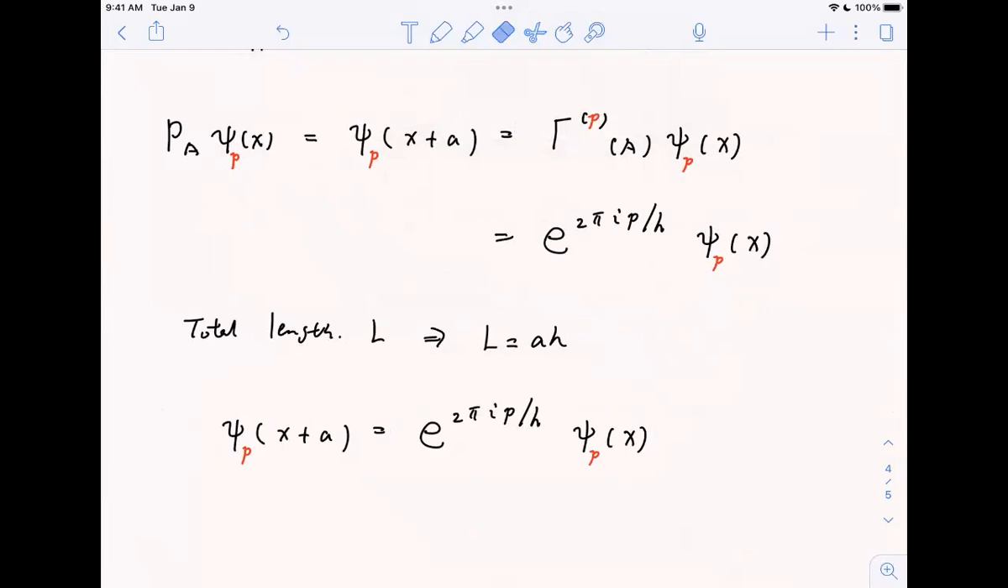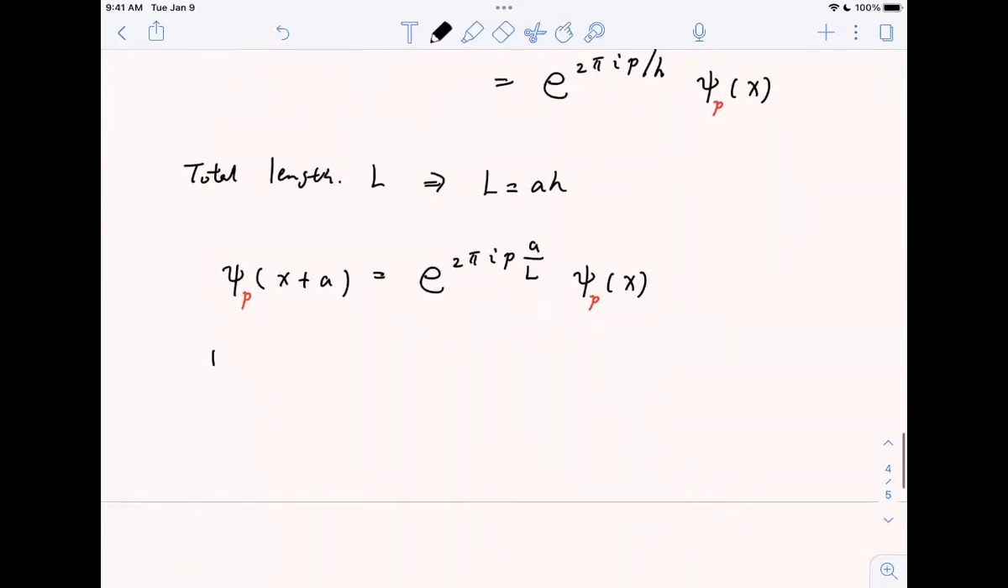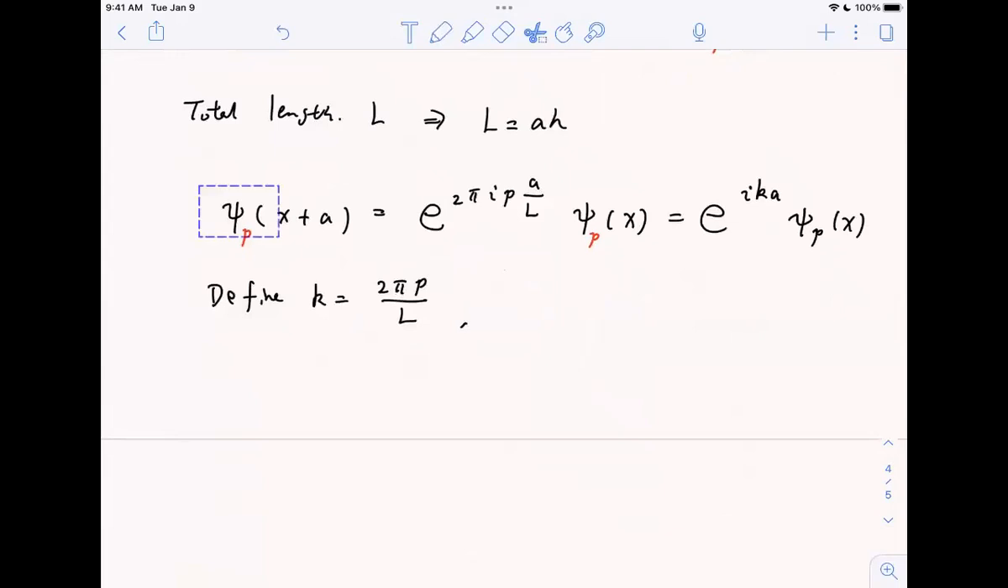Then this will be A over L. Okay, A over L. Then we define K equal to 2 pi P over L. Then this will be e to the i K a P x. Okay, so this is the character. So we got this result.